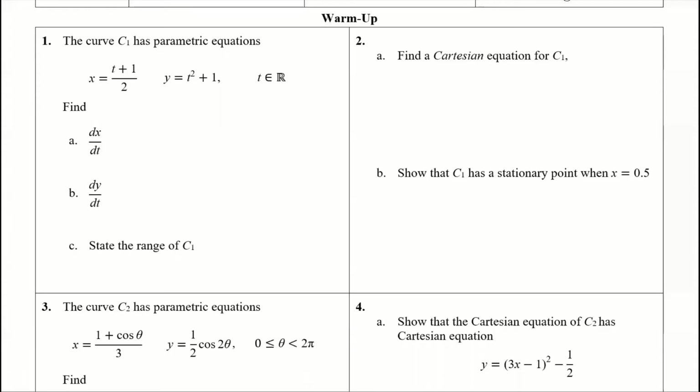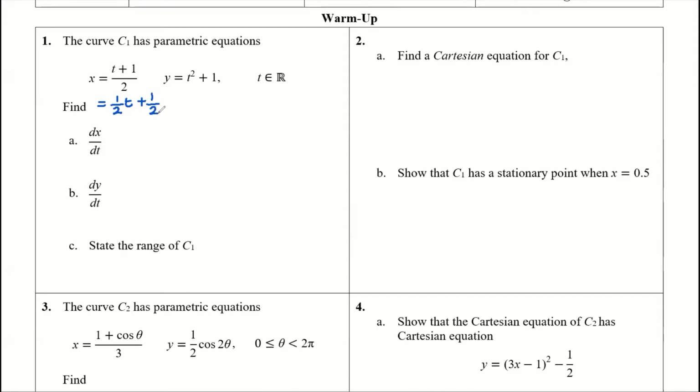Okay, so for question 1, we're given a curve C1 in parametric form, and we're asked to find two derivatives, dx by dt and dy by dt. So x, as you can see, is t plus 1 over 2. If it's easier, it's up to you, of course, we can write that as 1/2 of t plus 1/2, dividing both of those terms in the numerator by 2.